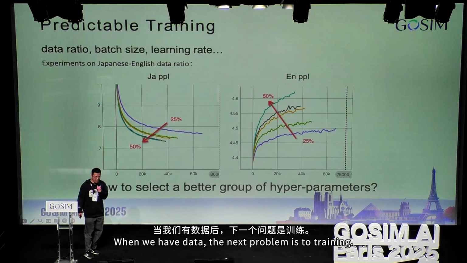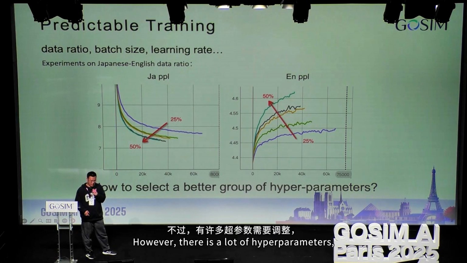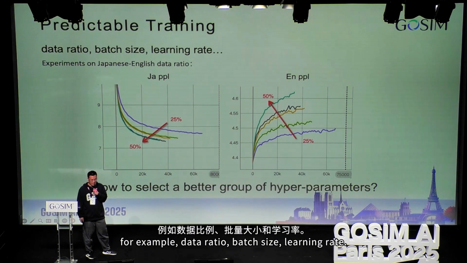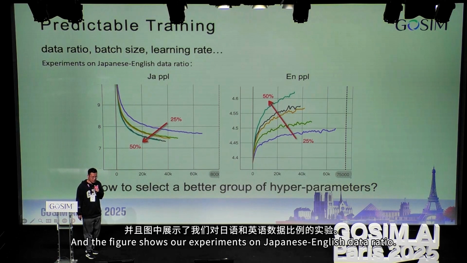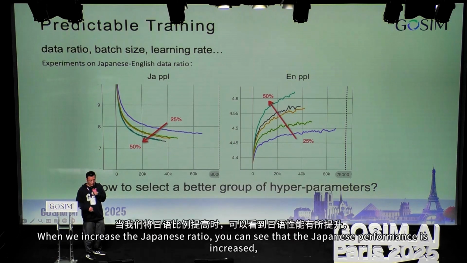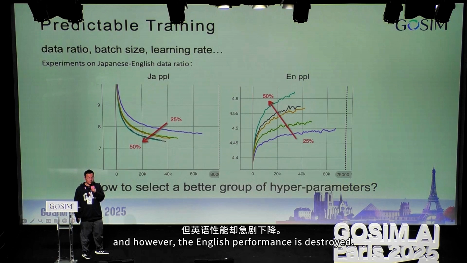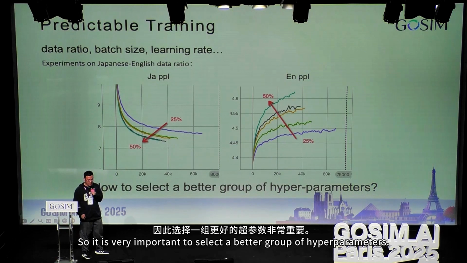When we have data, the next problem is training. However, there are a lot of hyperparameters, for example, data ratio, batch size, and learning rate. And the figure shows an experiment on the Japanese-English data ratio. When we increase the Japanese ratio, you can see that the Japanese performance increases, however, the English performance is destroyed. So it is very important to select a better group of hyperparameters.